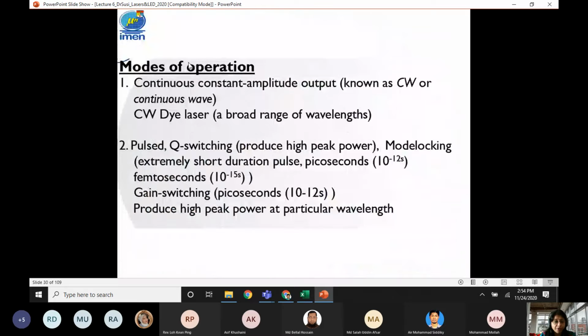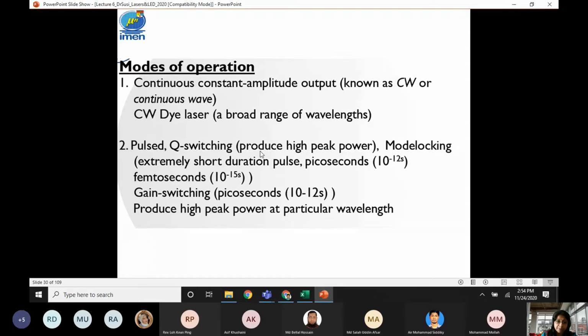In terms of operation, we can have a continuous constant amplitude output, which we call CW or continuous wave. For example, you can have a CW dye laser with a broad range of wavelengths. Other than that, you can also have pulse or Q-switching. This is what they got the Nobel Prize for, the pulsed laser.